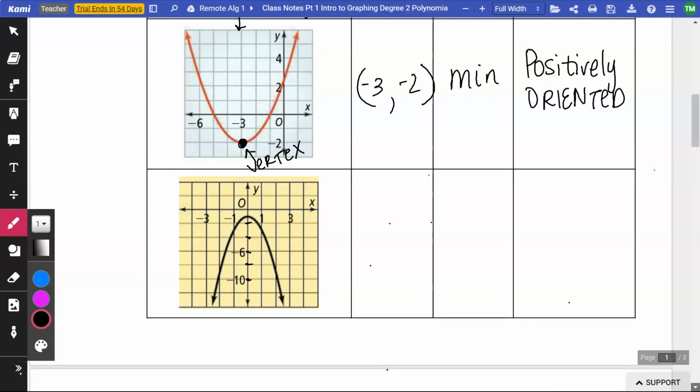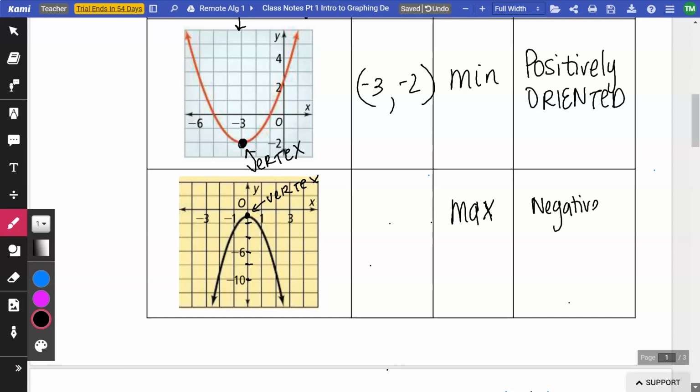For our third parabola, our vertex is at this point. It's the highest point on this graph. All of the other points are below it, so we know that it's a maximum. And it's also downward facing, so we know that it's negatively oriented.